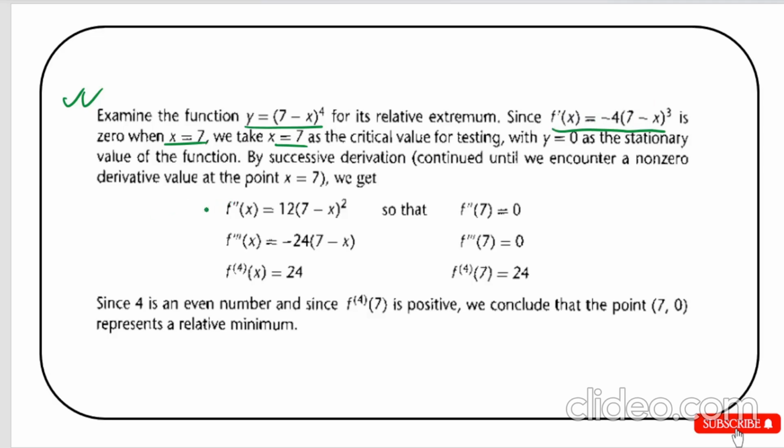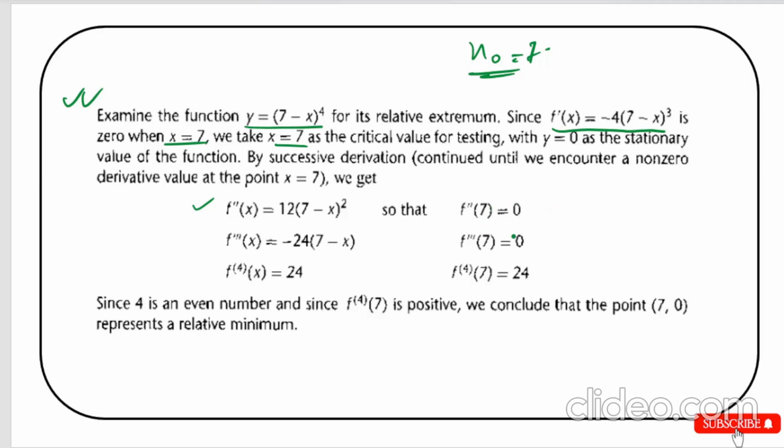Right. Now what you do, you find the second derivative, f double prime of x, which will be 12 times (7 minus x) squared. If you again put 7 here, because 7 is the critical point that you have got, you will see f double prime is also 0. So you can't conclude anything from that. Check the third derivative, find out the third derivative and compute it at x equals 7. You see again it is 0.